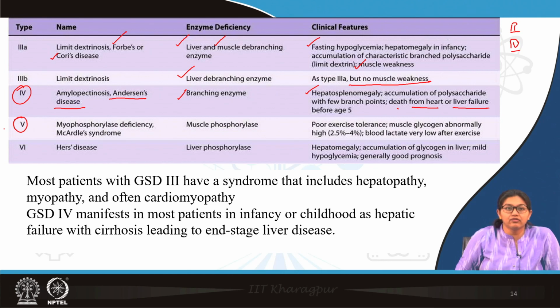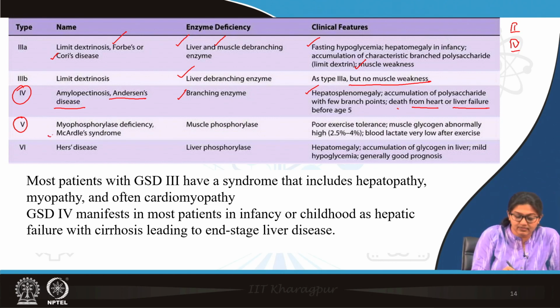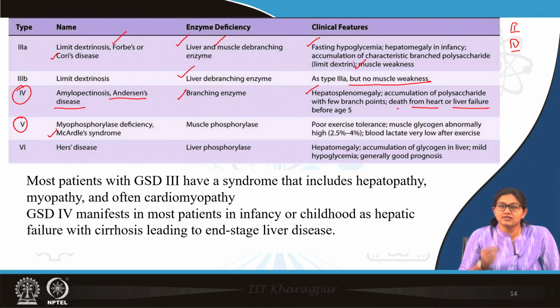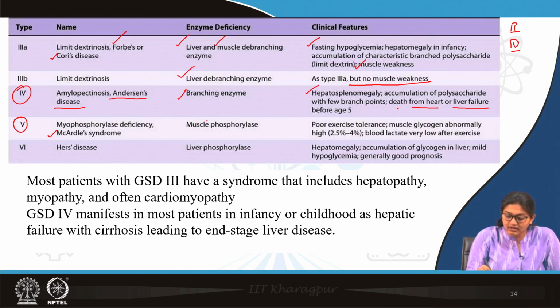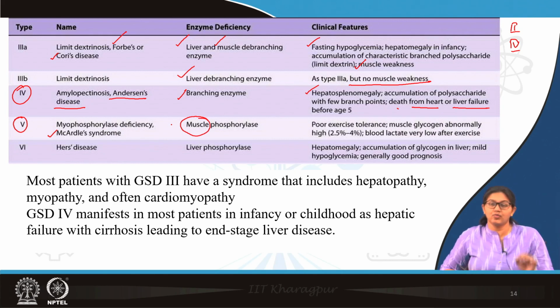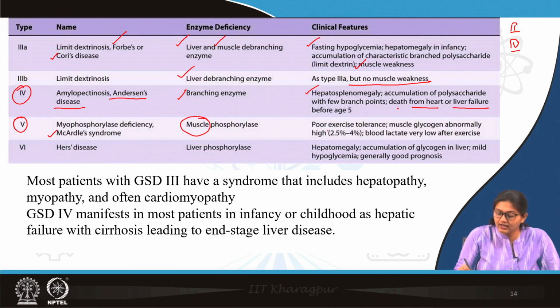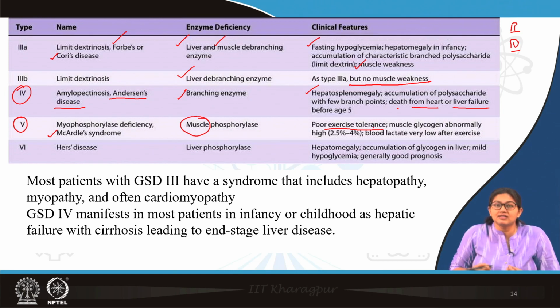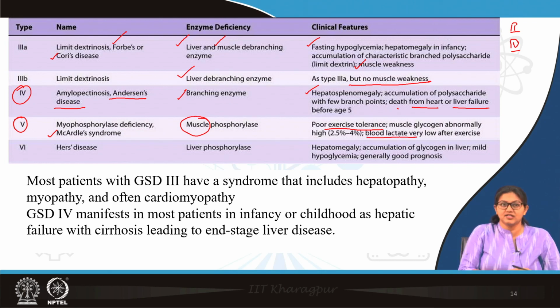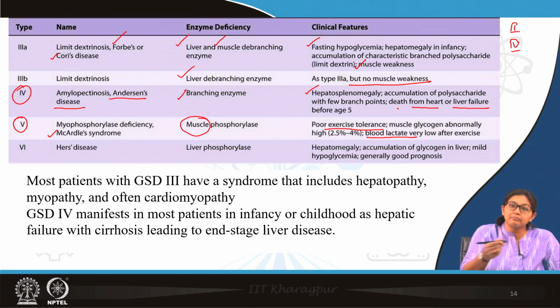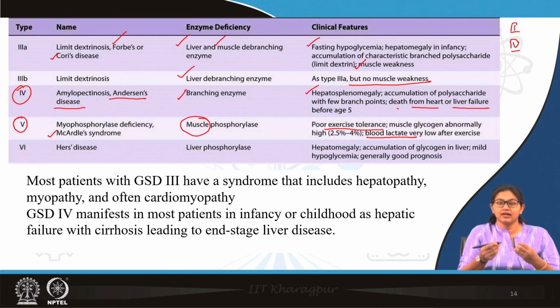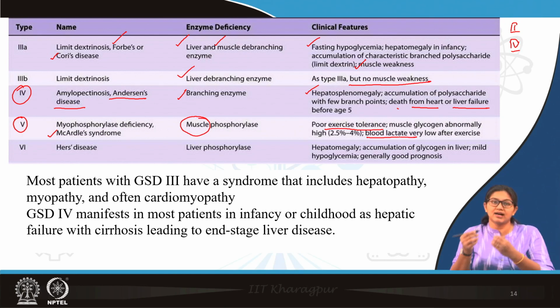Moving to type 5, which is known as McArdle's. The deficiency is in the muscle isoform of the phosphorylase enzyme. So the manifestation will be from muscles. So again here is exercise intolerance, we have discussed. Muscle glycogen is used up easily. Exercise intolerance gives rise to hyperlactatemia in these patients.